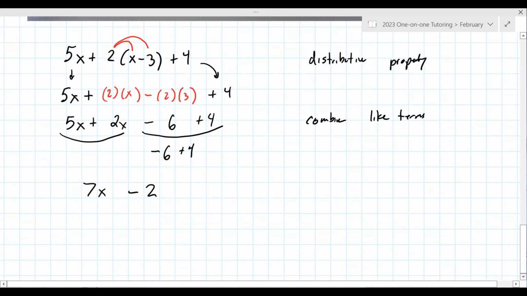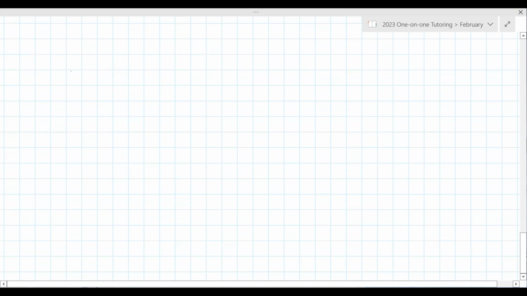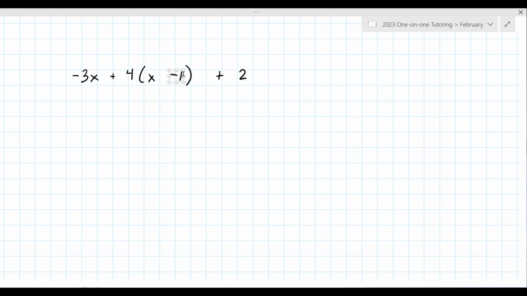So, okay, let's try another one of these. We've got plenty of time to get through. Let me just look ahead here real quick, to make sure we get through everything. Yeah, I really want another one here. So let's do negative 3x plus 4 times x minus 1 plus 2. So what I want you to do here is distribute the 4 to both things inside the parentheses.